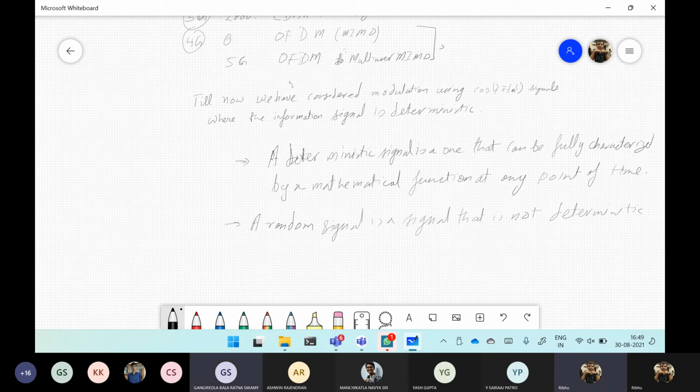Fine. Sir, we can write anything as a function, right? You can, at any point as a function of time, and hence its future values can be... exactly.